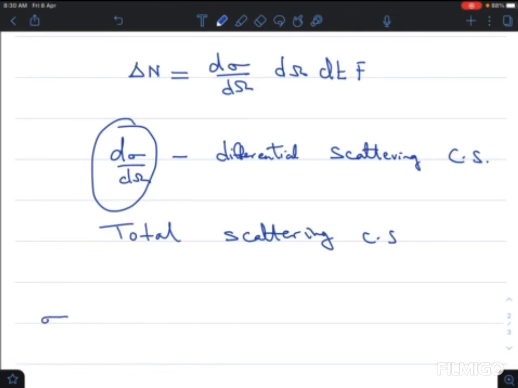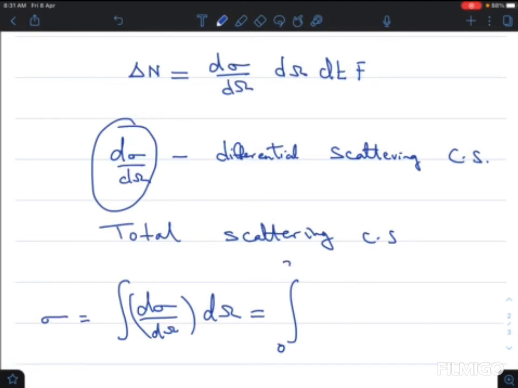Okay, so sigma is equal to the integral of d sigma by d omega times d omega. So this we can write as, it is dependent on r, theta and phi. So you have 0 to pi, d sigma by d omega, sin theta d theta d phi.